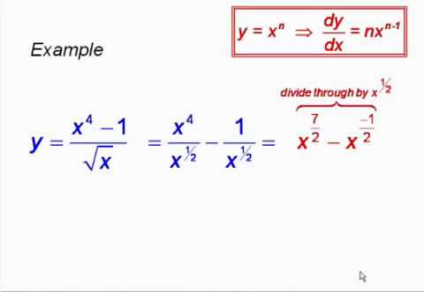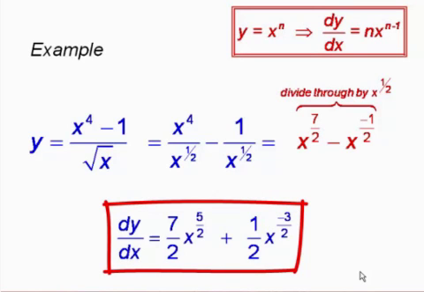Now let's look at a more complicated fraction. The function here is now x to the 4 minus 1 all over the square root of x. Here I'm breaking it up into two separate fractions. In other words, it's x to the 4 over x to the half minus 1 over x to the half. Notice I've replaced the square root sign by an index. And now I write x to the 4 over x to the half as one term, which is x to the 7 over 2. 1 over x to the half is the same as x to the minus a half. In other words, I'm dividing through by x to the half.